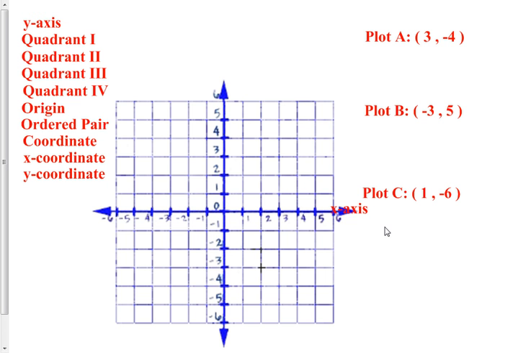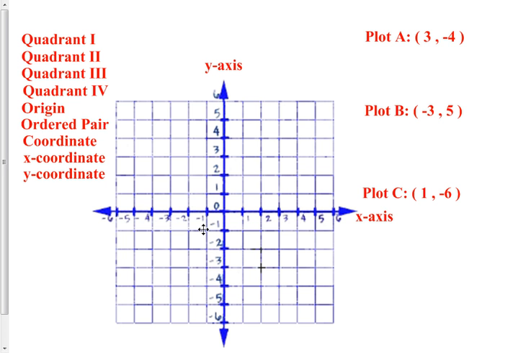One being the x-axis. Okay, this x-axis is your horizontal axis. Your vertical, so up and down, your vertical axis is known as your y-axis.